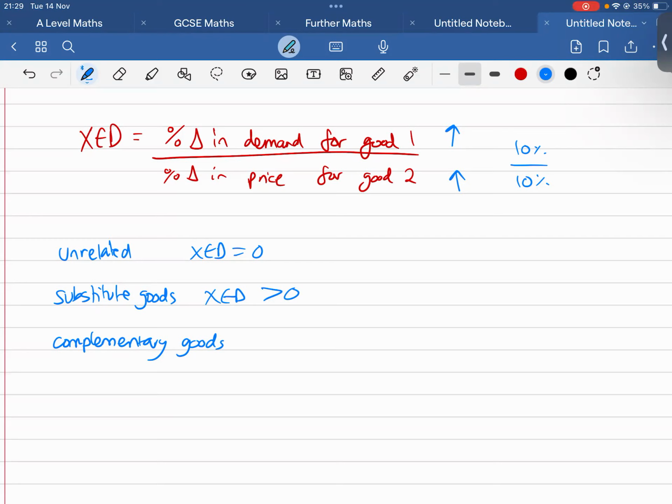And complementary is the opposite, but let's go through an example. If the price of Xbox went up, what would happen to the demand for Xbox controllers? We can go step by step. First, if the price of Xbox went up, the demand for Xbox itself would go down. And then what would happen to the demand for Xbox controllers? Would it go down as well? Yeah. So for complementary goods, the XED is negative.